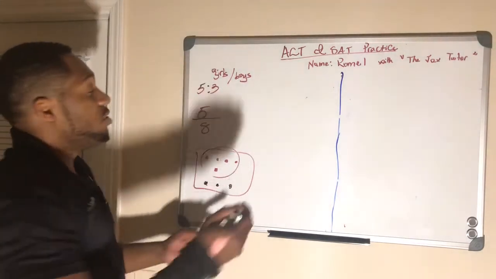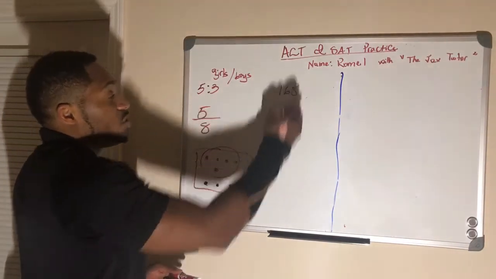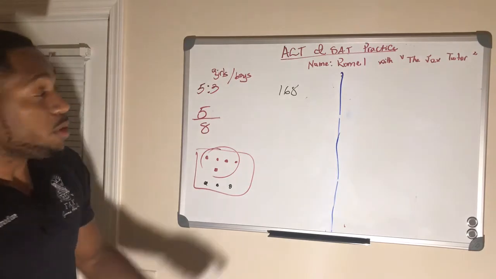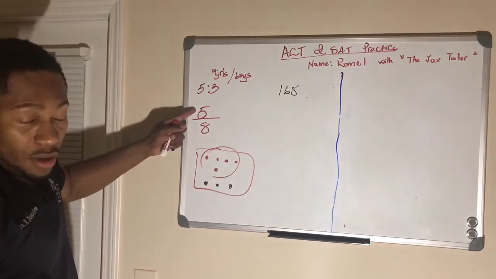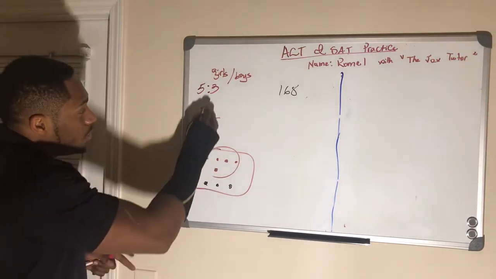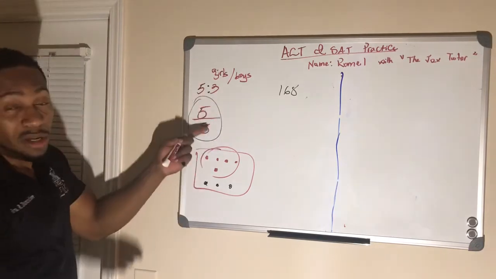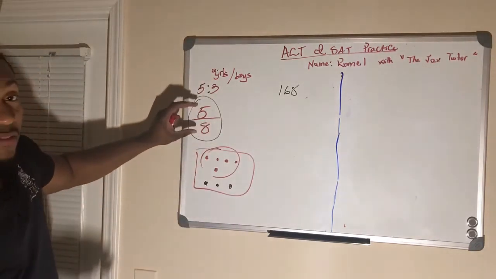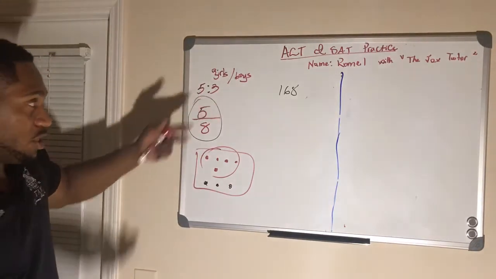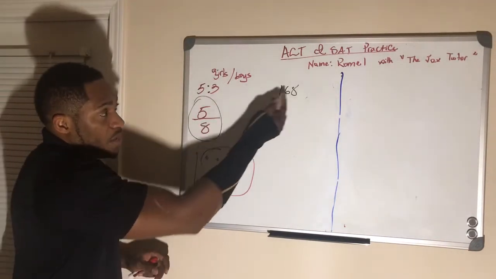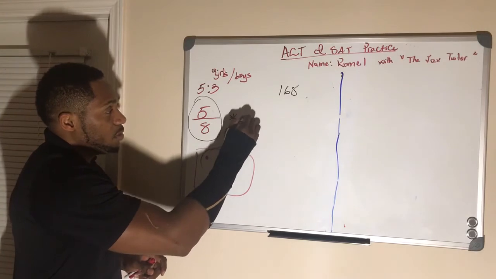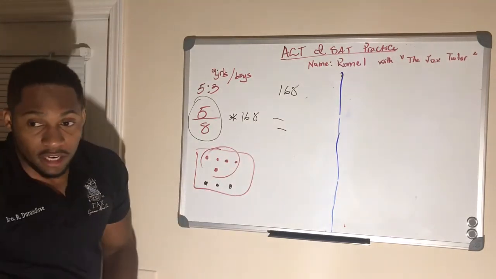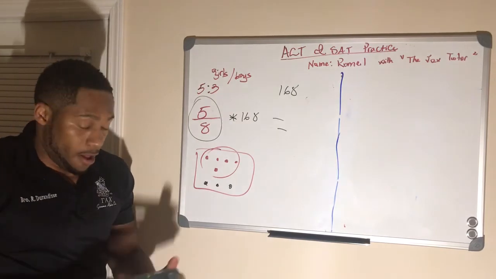And we have a senior class of 168 students. We want to know how many of these are girls. So we already know the ratio. How does the number of girls compare to the total number of students? Out of every 8 students, 5 of them are girls. And then we have 168 students, so you just gotta multiply this by 168. What do you get? 5/8 multiplied by 168.